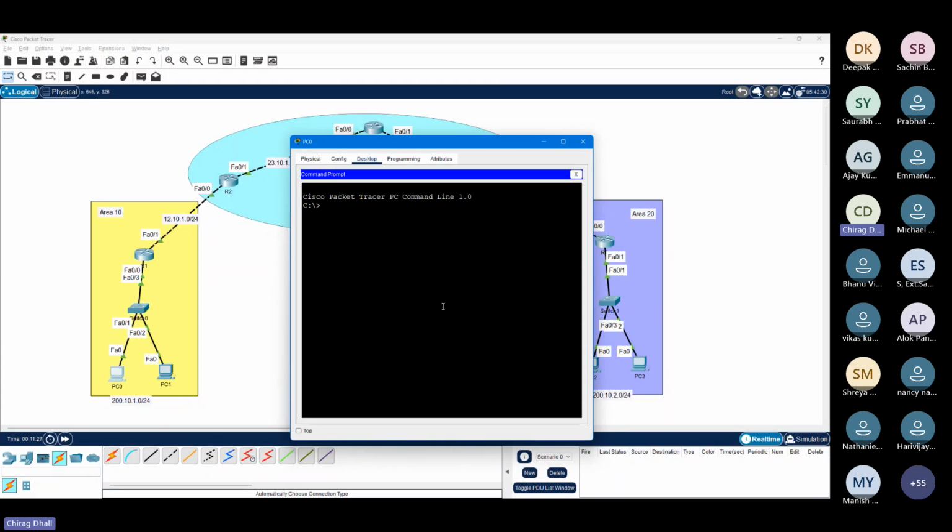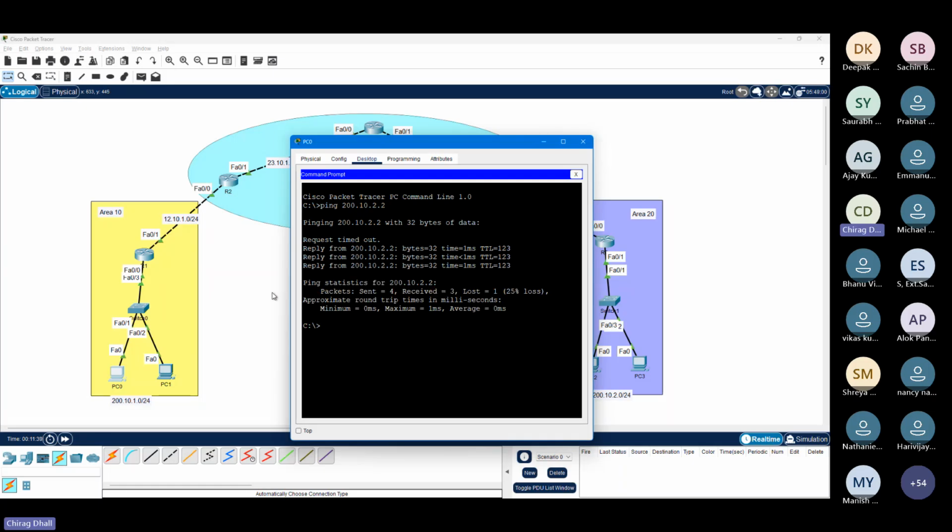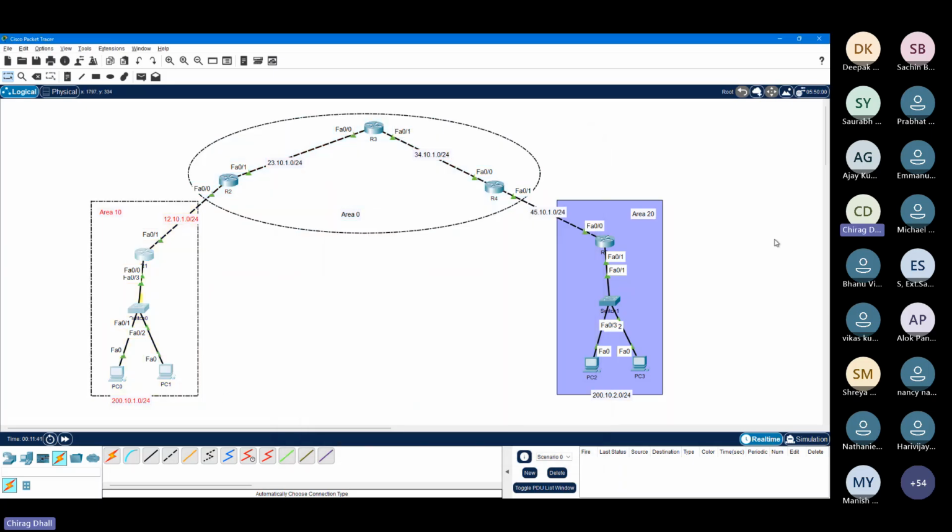I'll go to my command prompt and we'll try to ping 210.2.2. And we can see the replies are there. From area 10, I am successfully able to ping the devices of area 20. Is that clear to all of us?